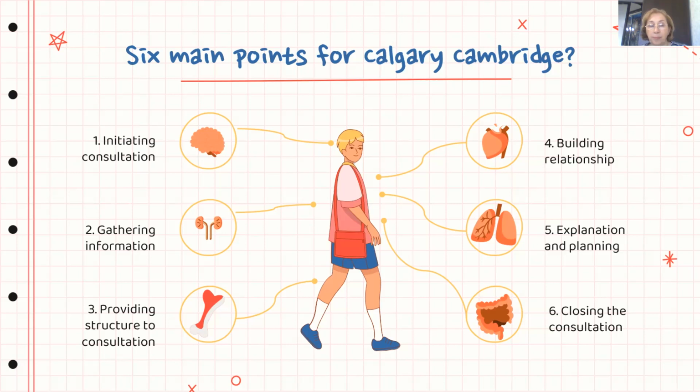Three, providing structure to the consultation. This is signposting and summarizing. Four, building a relationship. It is non-verbal language. And five, explanation and planning. It is joint decision making. And the final, six, closing the consultation. It is summarizing and planning for next time.